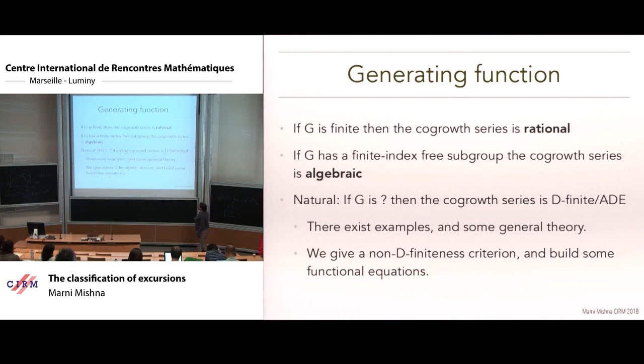Again, I would point you to some surveys of Igor Pak, for example, if you wanted to see more about it. So what I am going to talk to you about today is a non-D-finiteness criterion, and I'm going to build some functional equations, and I want to try to understand how this meshes with my usual universe. So this is the stuff that I did with Jason.